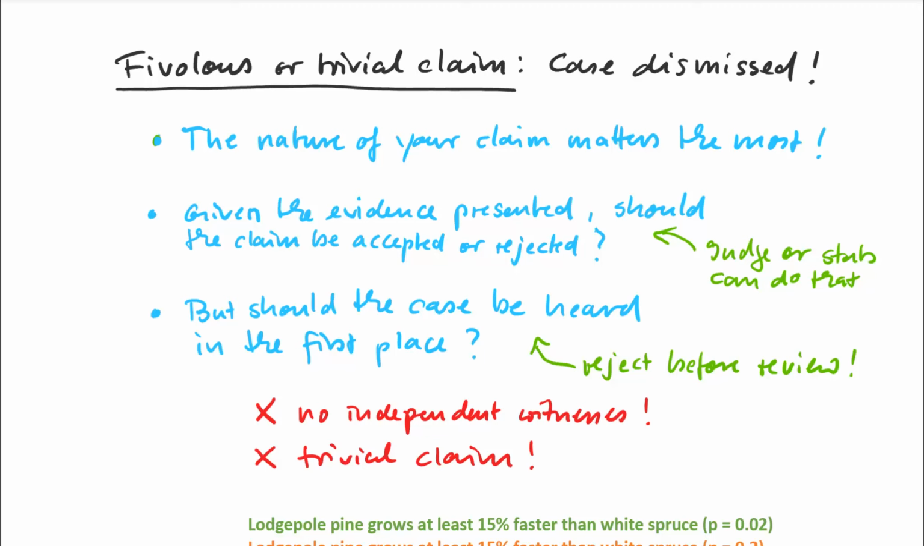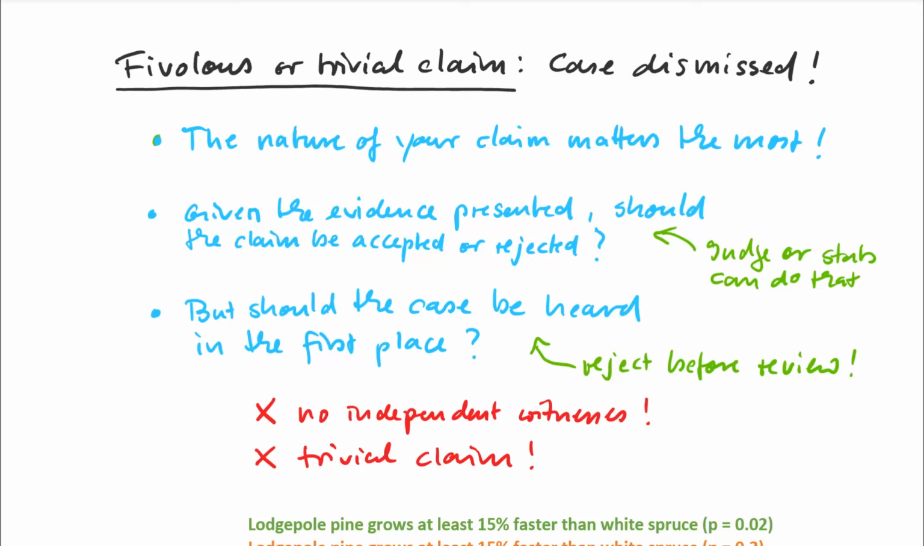The nature of your claim, the nature of your statement, is actually the thing that matters the most. Statistics can help you to make a judgment given the evidence presented. Are you right about something or are you not? Or is it likely that you're right about something? A judge can do this with lots of evidence presented before him or her, and statistics can do that too. But the question is, should your case be heard in the first place? The analogy in science is that your paper gets rejected before review because it's simply a trivial or frivolous claim that you're putting out there.